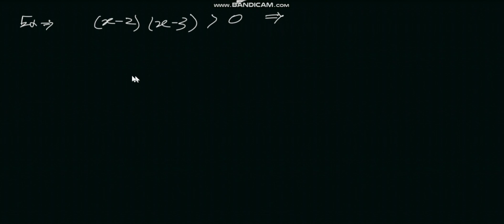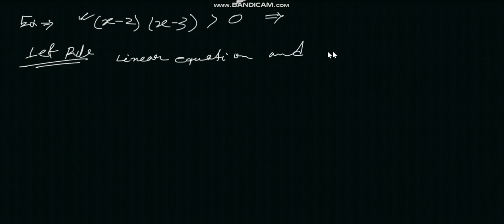Let's observe the rules. The first rule is to make this inequality in a linear form. So it must be in linear factors or linear form, and the right hand side will be 0. As you can see, this inequality holds the first rule. This is the linear form and the right hand side is 0.